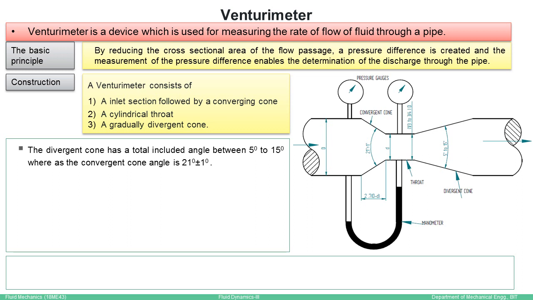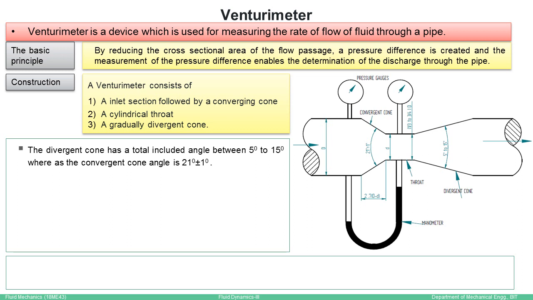And usually the diameter of the throat will be approximately 1/3 to 3/4 of the diameter of the pipeline, and even the length will be approximately equal to the diameter of the throat. And at some distance, like 2.7 times the difference between the pipe and throat diameter, the inlet section is identified, or the length of the convergent cone is taken that way.